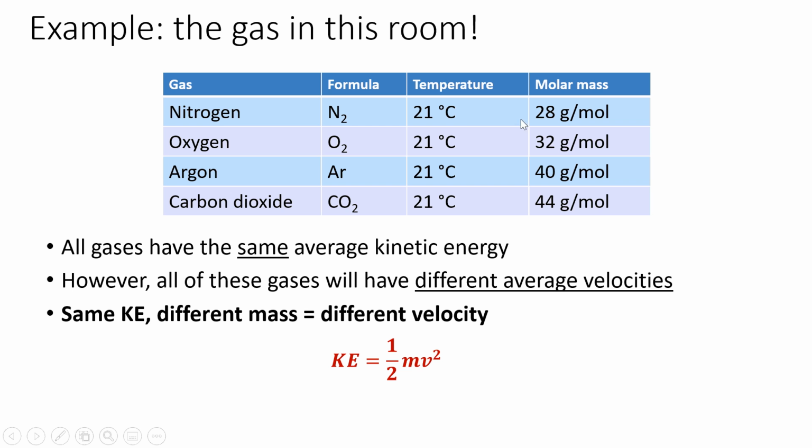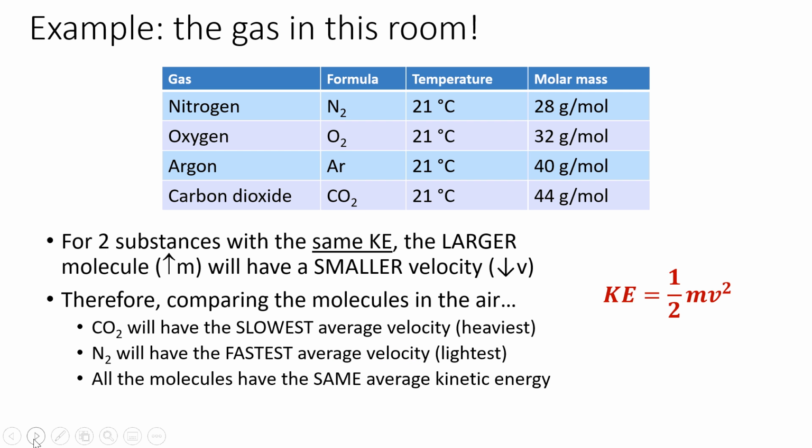So if you're looking at the gases in this room, here's their temperatures, here's their molar masses. We can predict who would be moving the fastest and slowest on average. So on average, the carbon dioxide molecules will be moving the slowest because they are the heaviest particles. The nitrogen molecules will be moving the fastest because they are the lightest particles. Because again, the kinetic energy is 1/2 mv squared.